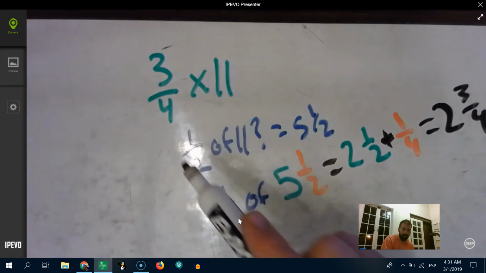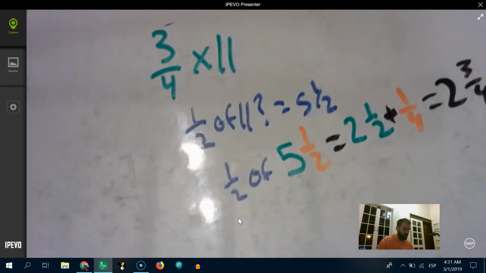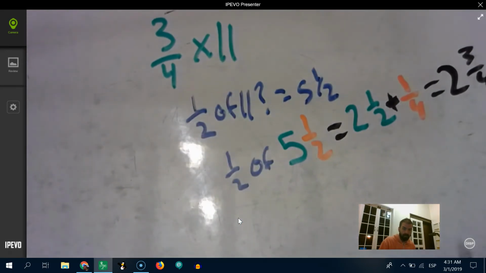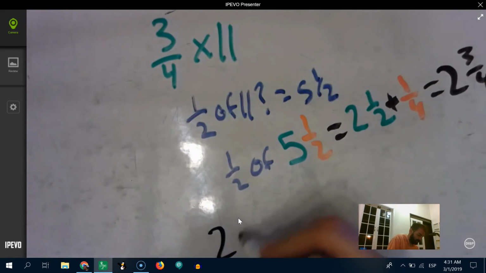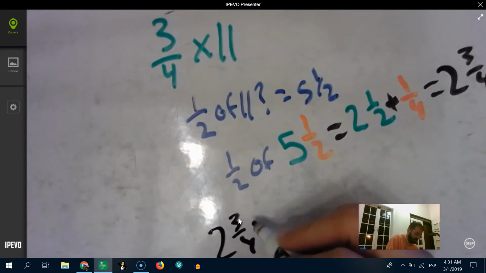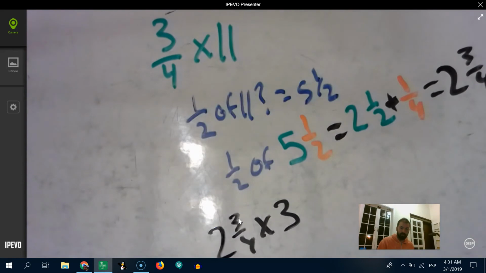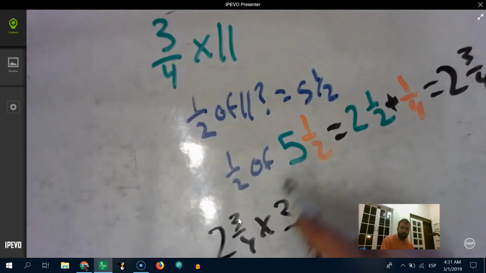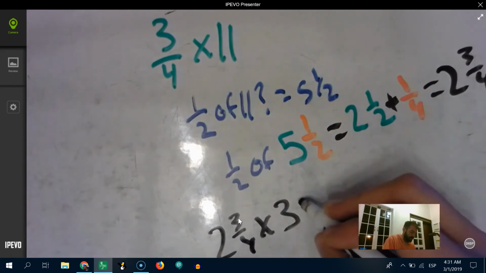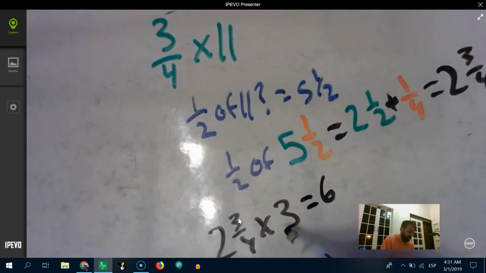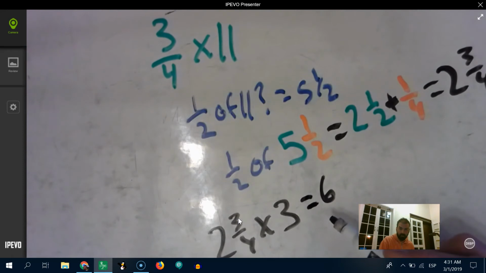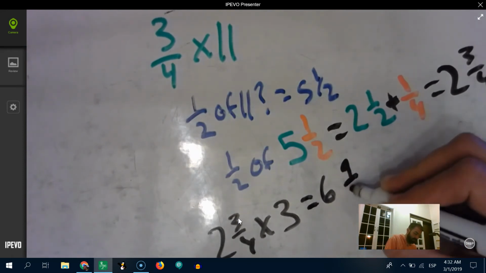And now I just need to find 3 of those. Maybe this is way too complicated for myself. But let me go. So then I have 2 3/4, and I'm going to do that 3 times. Right? Because this is just 1/4. If I look at that, I see 3 times 2 is 6, and I have 3 sets of 3/4. So 3 sets of 3/4 is 9/4.